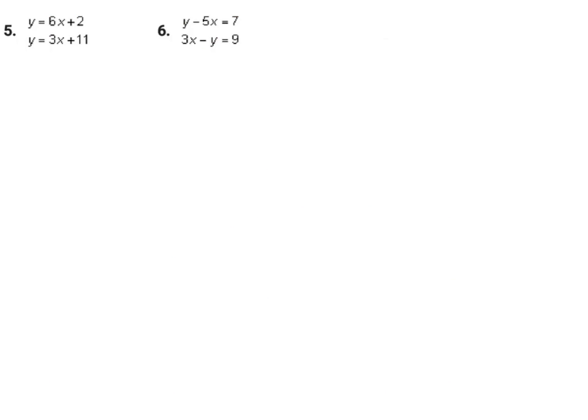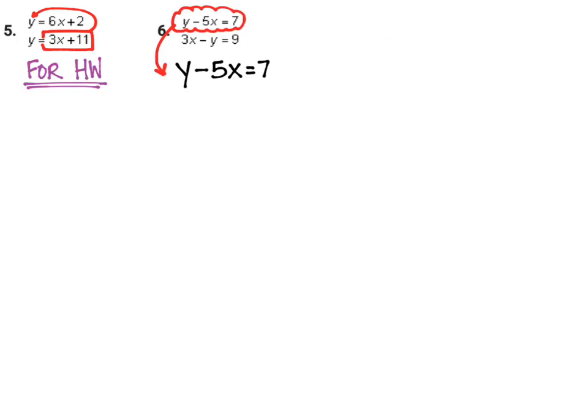I got this other problem, number 5. These are from your checkup. So here you can see that they both equal y. So you would just set them equal to each other. 3x plus 11 is going to be equal to 6x plus 2 and solve. And you're going to do that one for your homework.